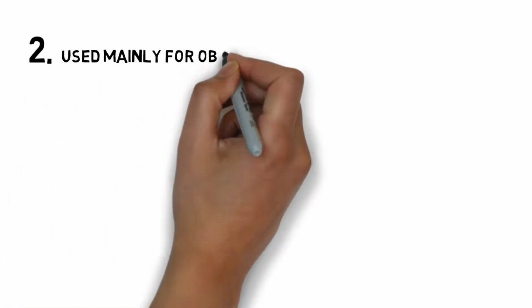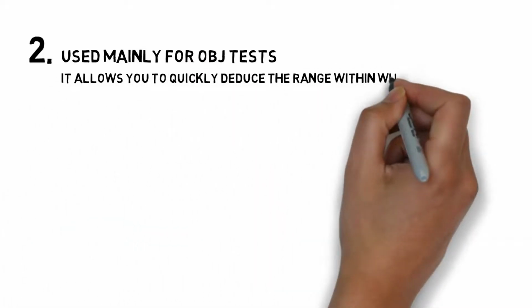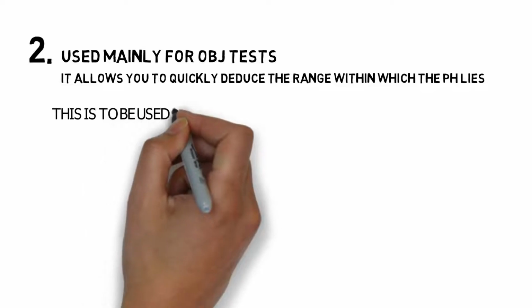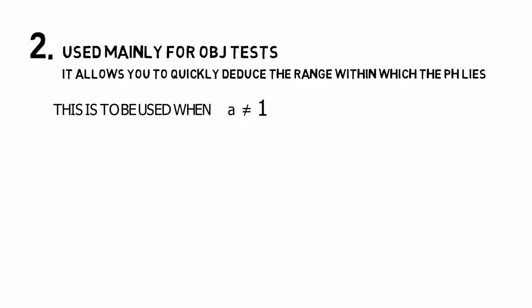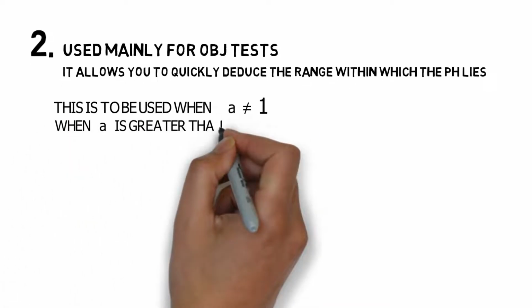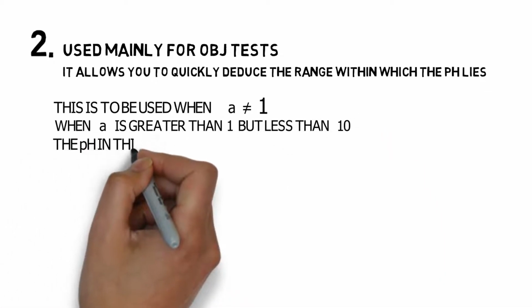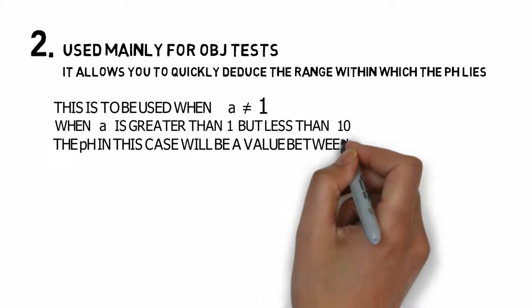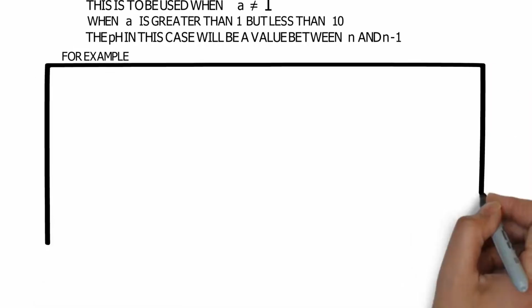The second part of this trick can be found very useful for OBJ tests. It allows you to quickly deduce the range within which the pH of the solution lies. It can only be used when A is not equal to 1, that is, when A is greater than 1 but less than 10. In this case, the pH will be a value between n, which is the power, and n minus 1, which is the power minus 1. Let's take an example for easy understanding.